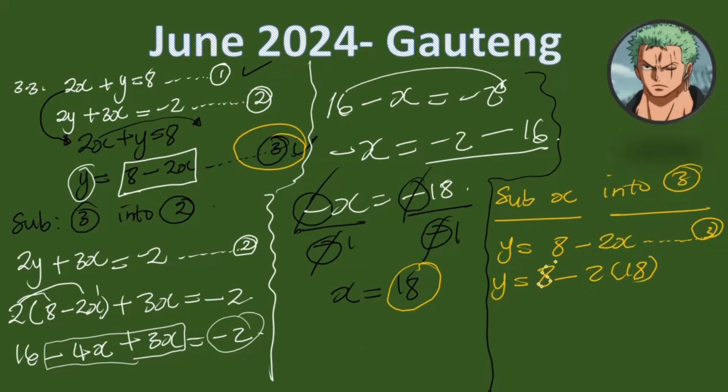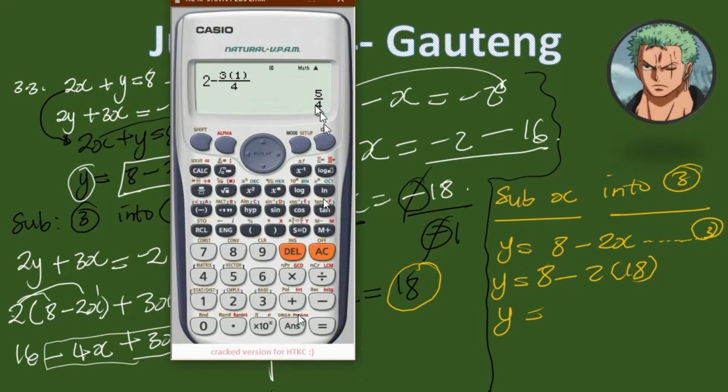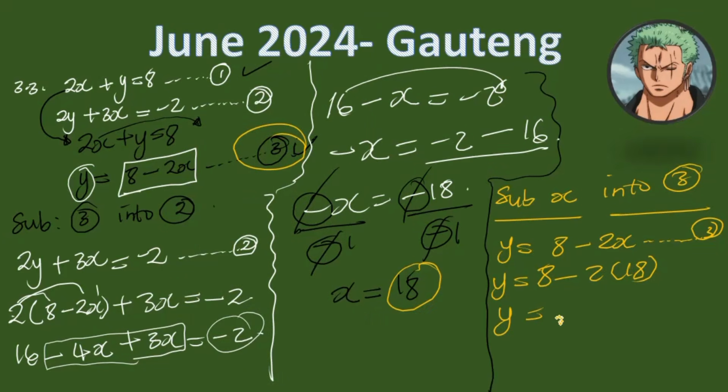So 2 times 18, it is y is equal to 8 minus 2 times 18. Therefore, y is equal to, you know, I'm a person who doesn't like hard labor. Right? So I have 8 minus 2 times 18, close bracket. No need for hard labor. Negative 28. So my y is equal to negative 28. There goes my 4 marks.